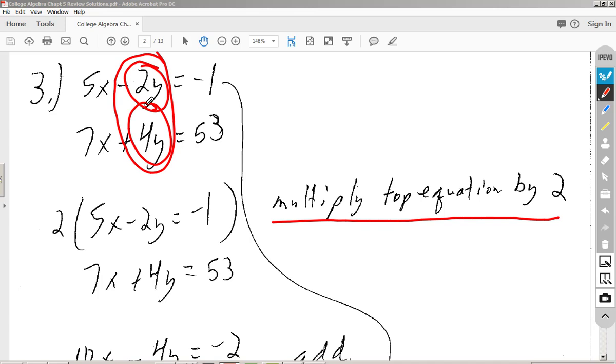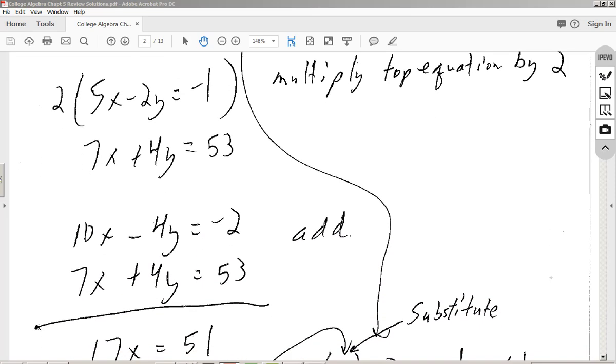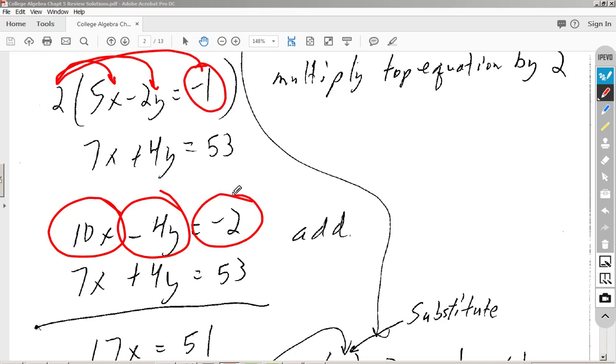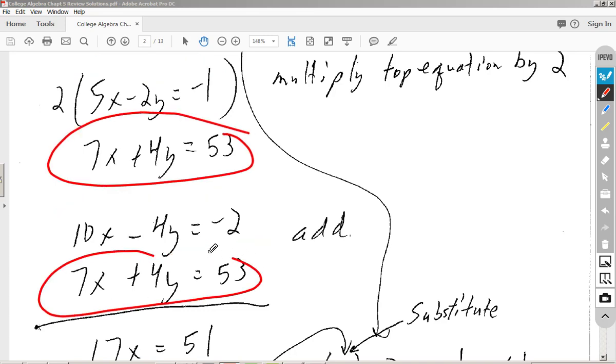So that's my first step. I multiply my top equation by 2. When I do, 2 times 5x gives me 10x, 2 times -2y gives me -4y, and 2 times -1 gives me -2. I still have my second equation, so I write it right below it: 7x plus 4y equals 53.